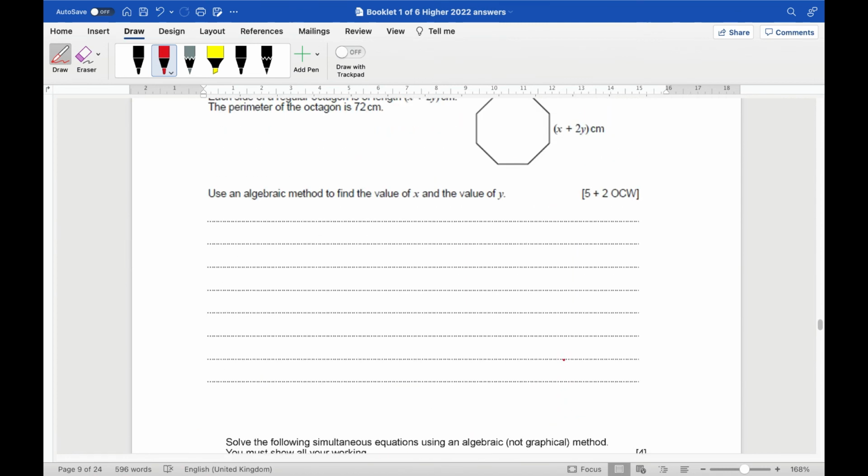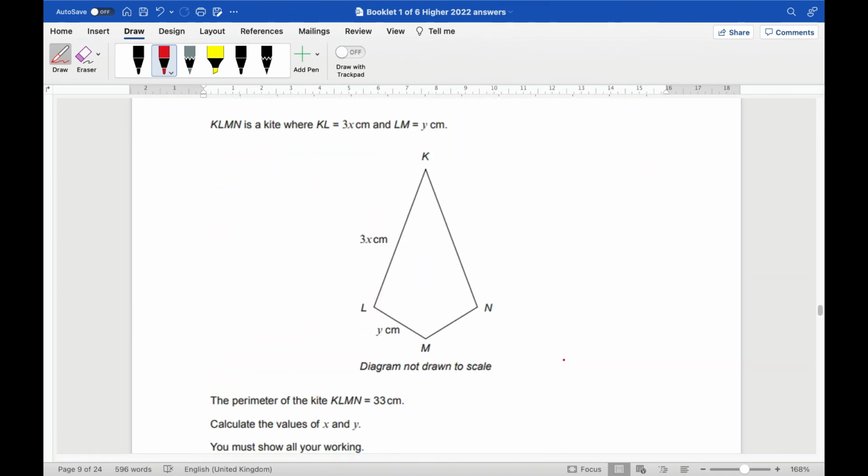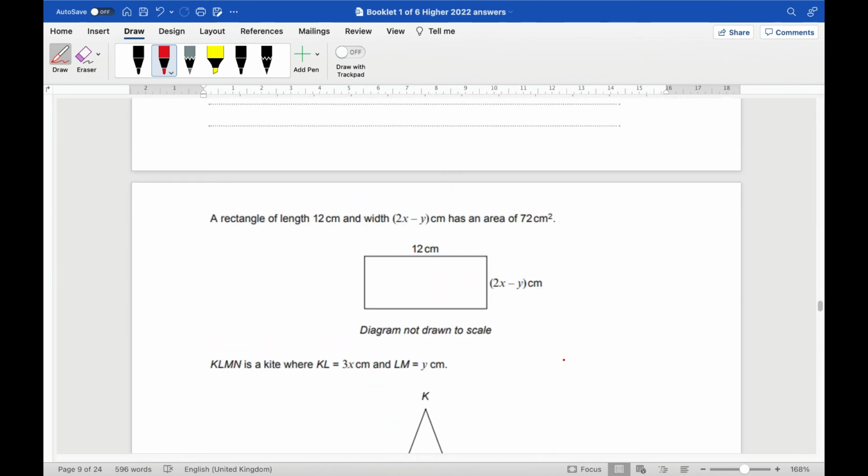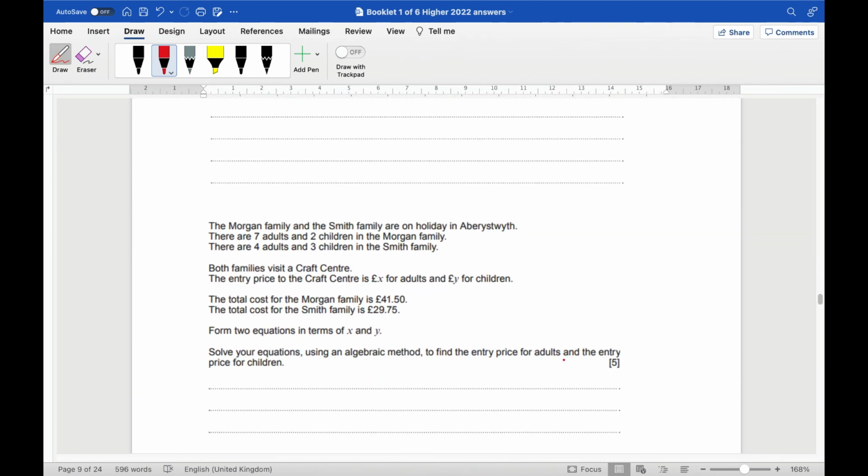Okay, before we just do Pythagorean trig, let's be careful of a wordy thing. Generally 2 shapes, guys, I'd say, or 2 things to compare. 7 adults and 2 children cost this. 4 adults and 3 children cost this. You're away. Call them A and C if you want, I'll use x and y. 7 adults and 2 children, and the cost for the Morgans is $41.50. Whereas the Smith family, there are only 4 adults and 3 children, and the cost is $29.75.